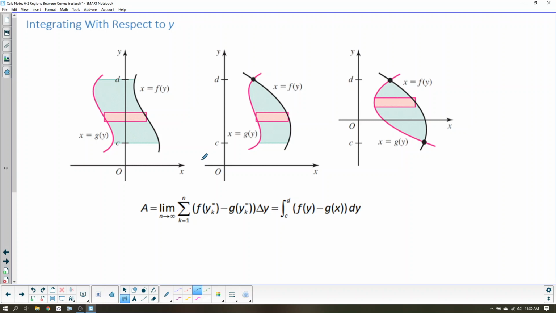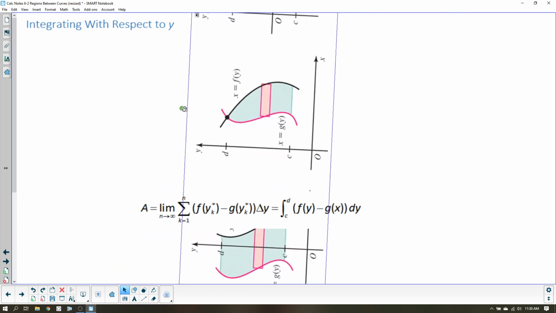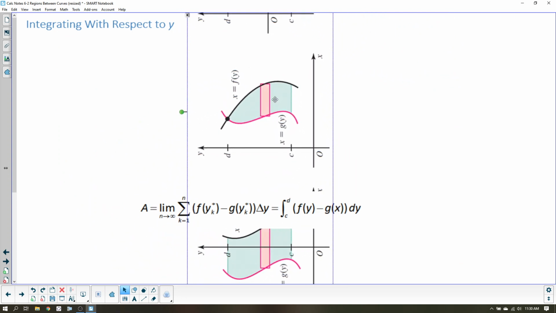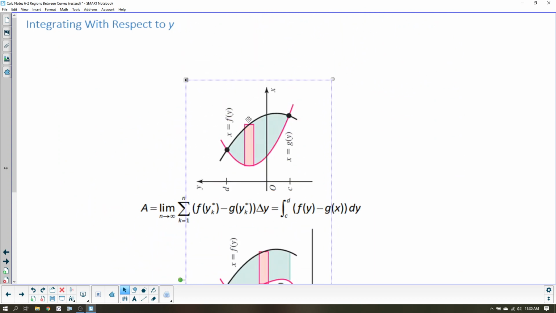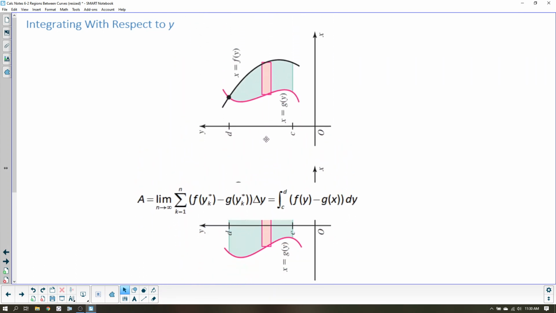Okay, so suppose we have functions that are no longer defined in terms of x, they're defined in terms of y. So notice these graphs here, they don't pass the vertical line test, but if we rotate them in this direction, now they do. Each of the black curves there do look like functions as we would think of them.